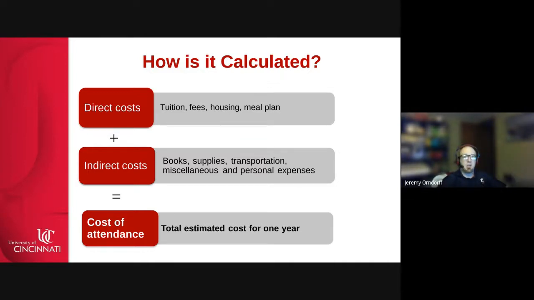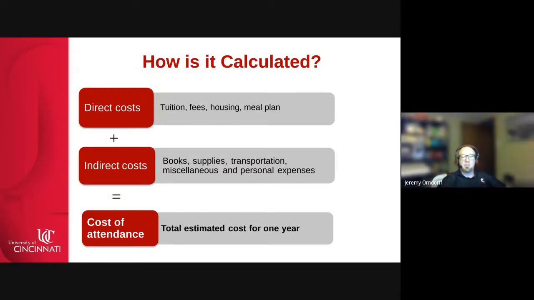So it comprises 2 big categories: direct costs, things like tuition, fees, housing, meal plan, and indirect costs like books, supplies, transportation, miscellaneous costs, personal expenses, et cetera. So schools have to create this within guidelines created by the Department of Education, but it is our total estimation for a student to exist. So if they had absolutely nothing and were going to start school with just the clothes they've got on themselves and nothing else, this would be our estimation for a year at the school.